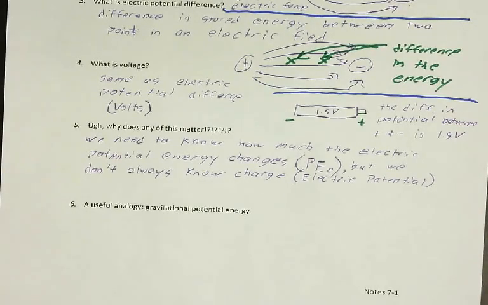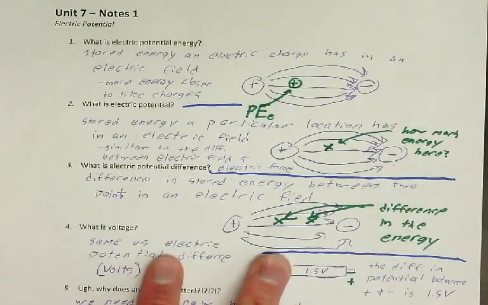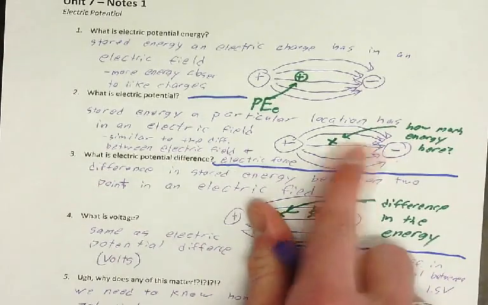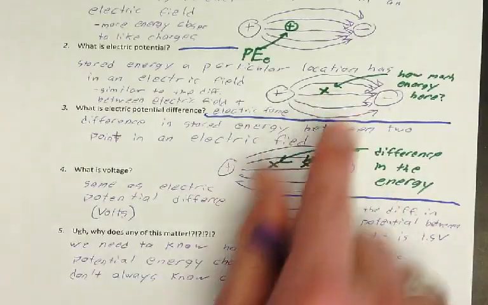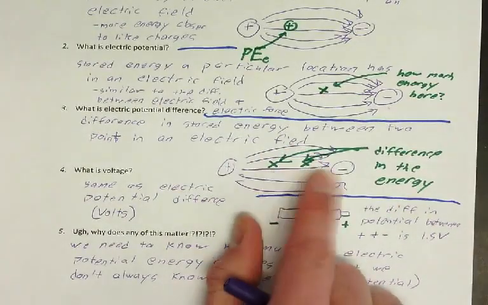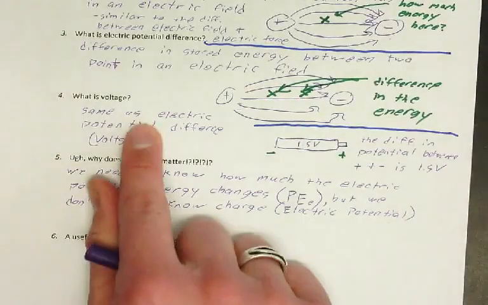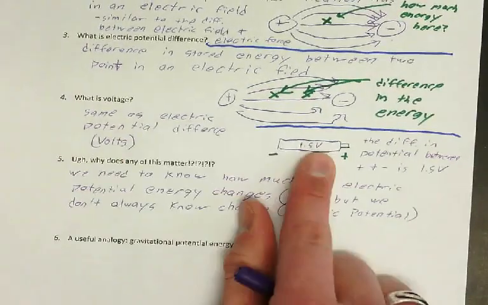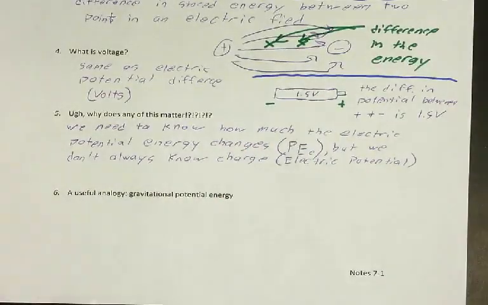Come on, big guy. All right. So, we've talked about electric potential energy, which is the stored energy that you have. We talked about electric potential, which is the energy a spot has. We talked about electric potential difference, which is the difference between those spots. We talked about voltage, which is the fancy name for that. So, let's get an analogy that's going to make this a little bit easier.